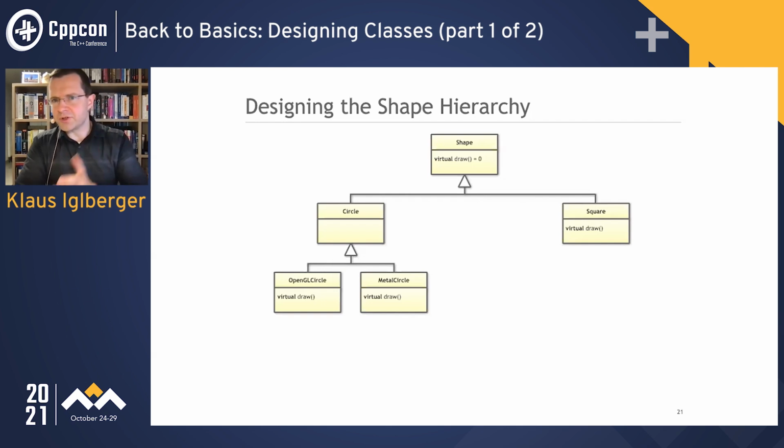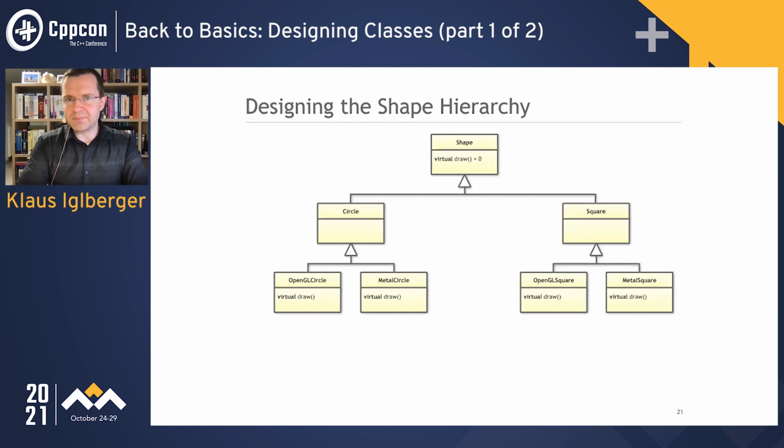And of course, we also do this on the square side, obviously. We create more and more deriving classes. Okay, perhaps for some time this works. Perhaps it makes some people happy. However, things change. That is to be expected. Things change, the code evolves.